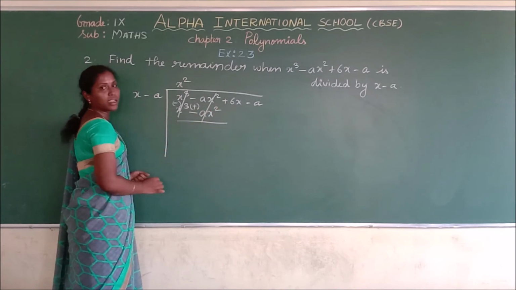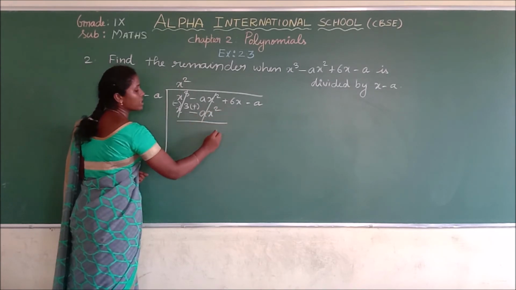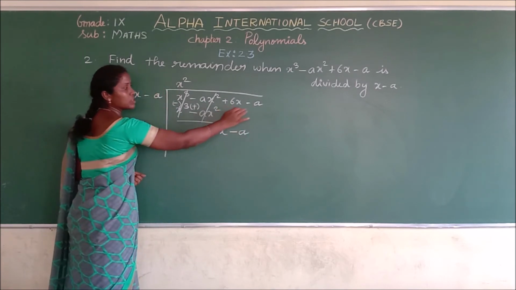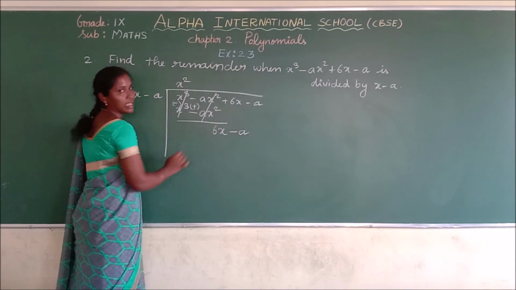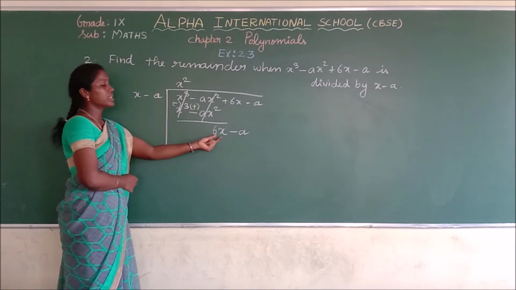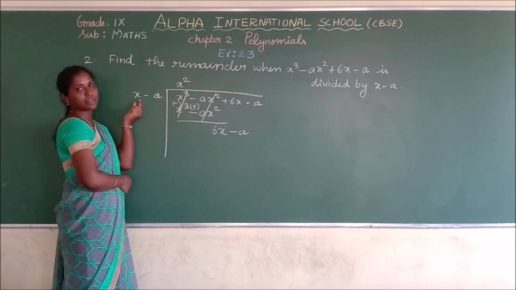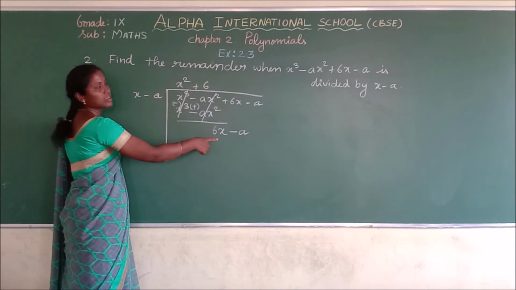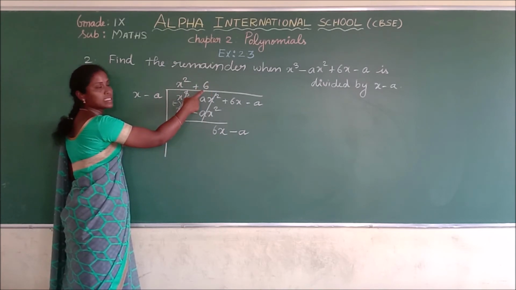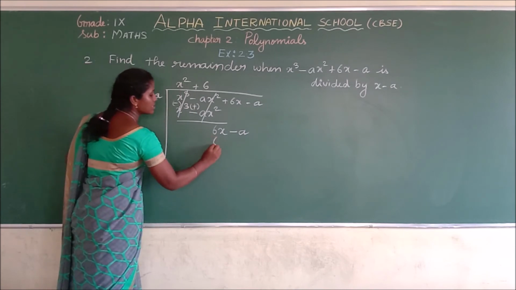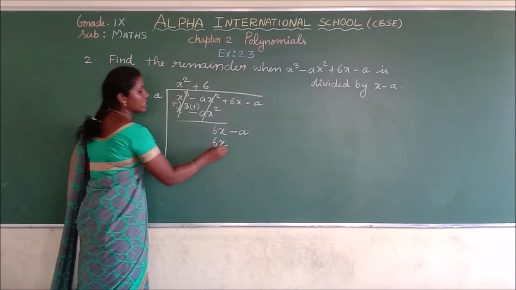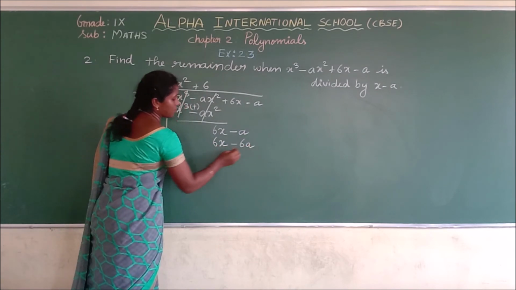So go for the next term. What is the next term here? 6x, and the next term is minus a. So we are bringing the two terms down, 6x minus a. Listen, here it is 6x, here it is only x. If you are multiplying 6 with x, we will be getting 6x. So the next term I am taking as 6. So 6 into x is 6x, and 6 into minus a is minus 6a.